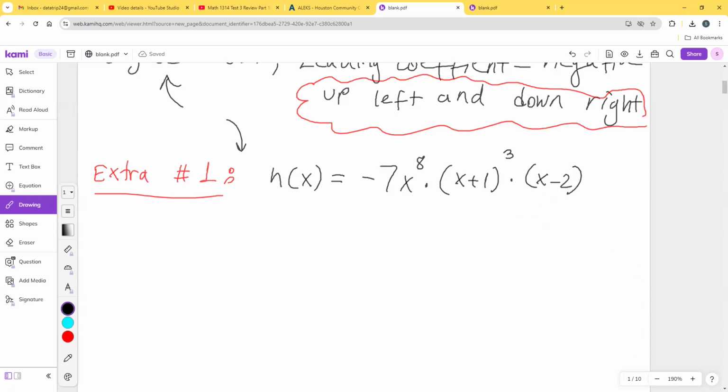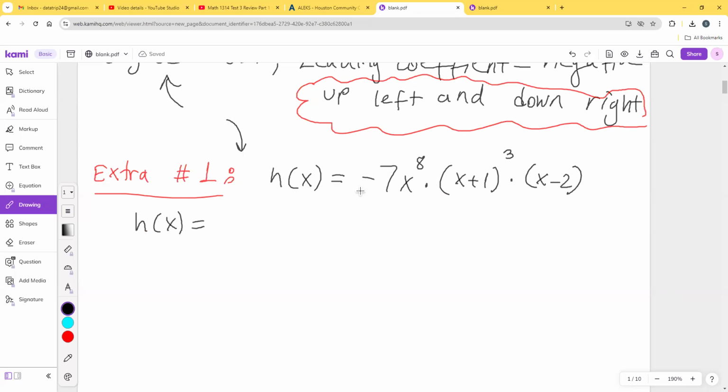I want to pause this. What do you think? How many of you think that it's down, down? It is down, down. Okay, now let's get started.